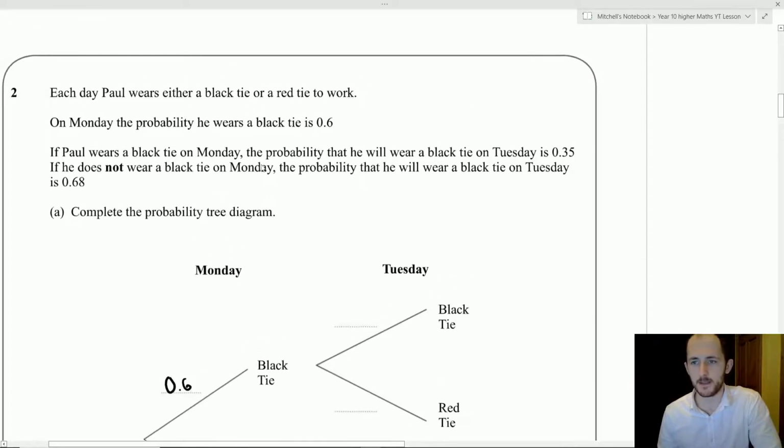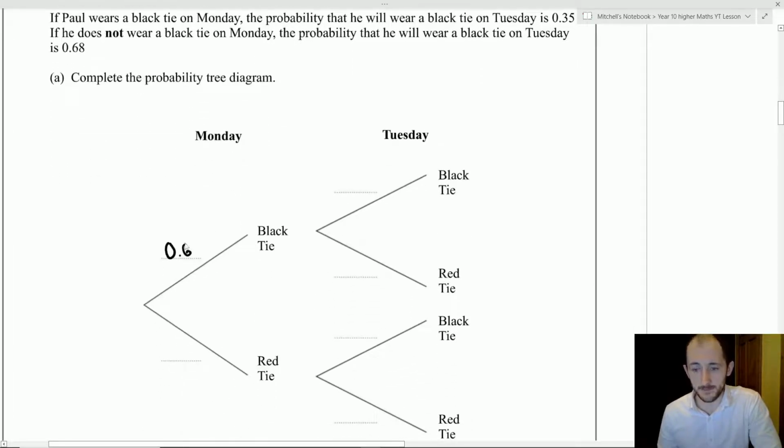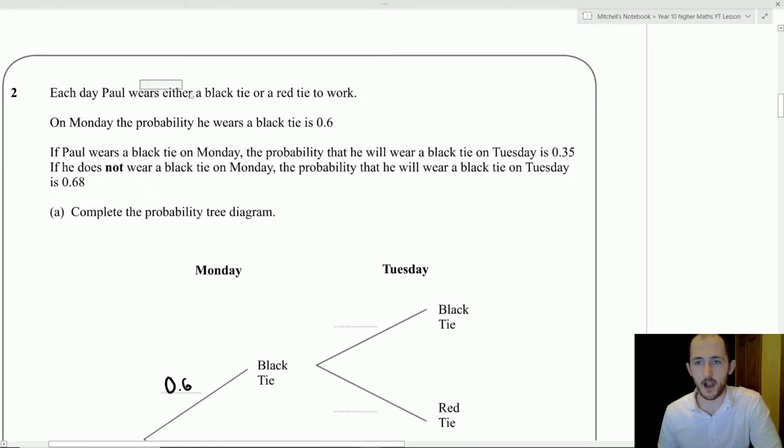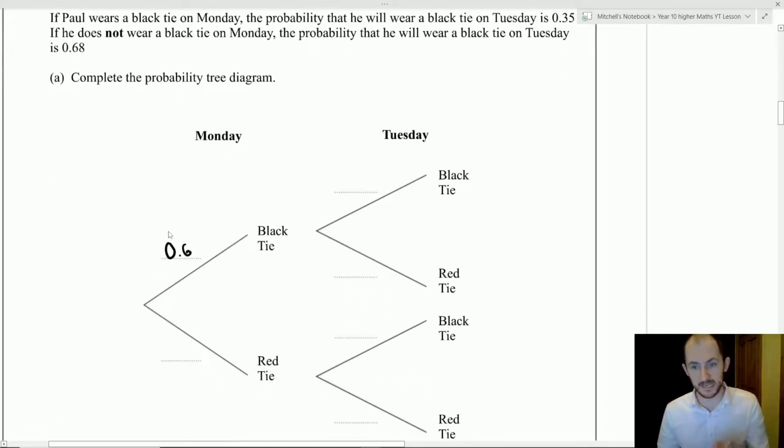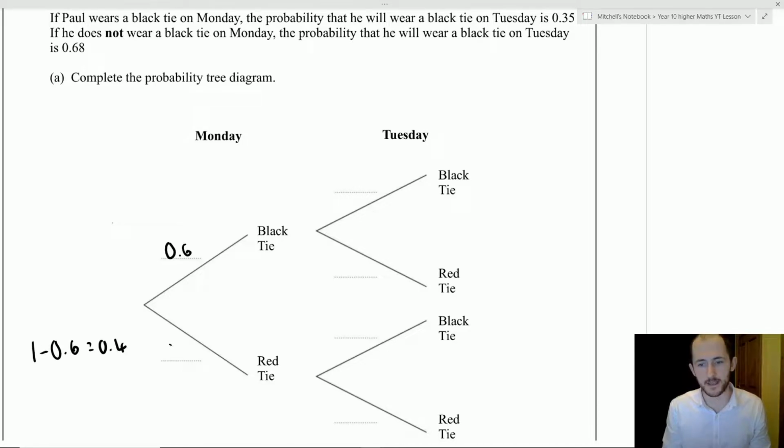Okay? Now, if it says here, he either wears a black or a red tie. Those are the 2 options. So if the probability of him wearing a black tie is 0.6, then the probability of him wearing a red tie is 1 minus 0.6. And the reason for that is our probabilities have to add up to 1.